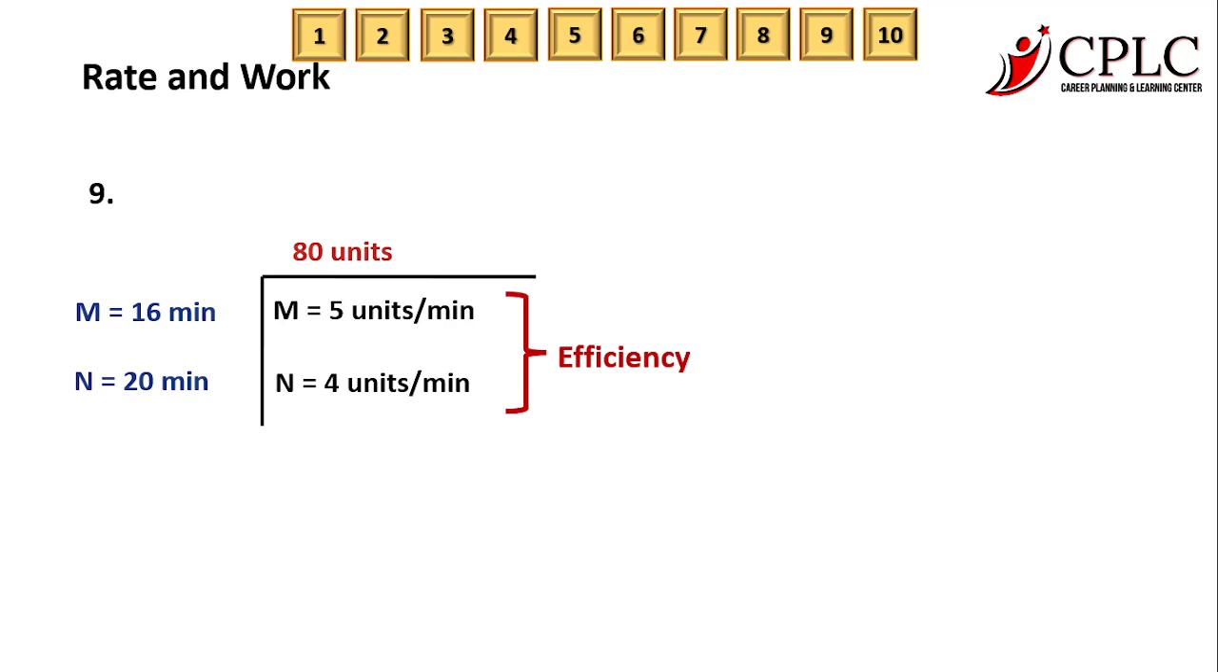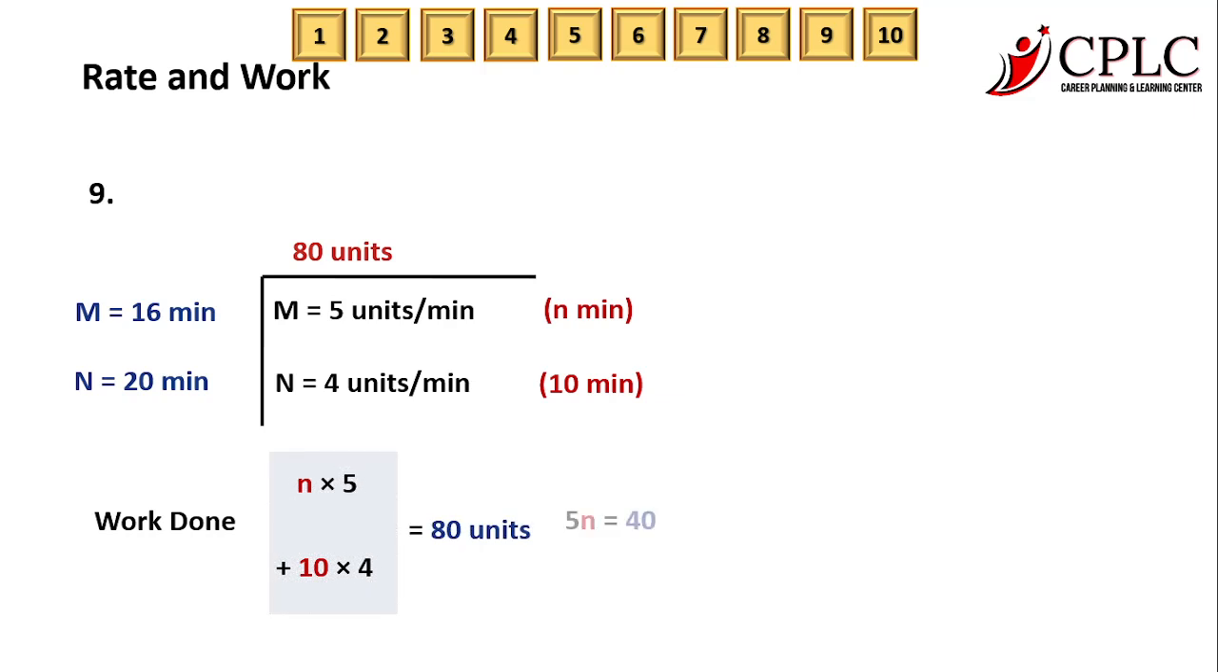They've said that the tank is full in 10 minutes and M should be closed. So for 10 minutes, N is on basically. N's efficiency is 4 units. In 10 minutes, he'll be doing 40 units out of 80. The remaining 40 has to be done by M. M's efficiency is 5 units. So to do the 40, he will take only 8 minutes basically.